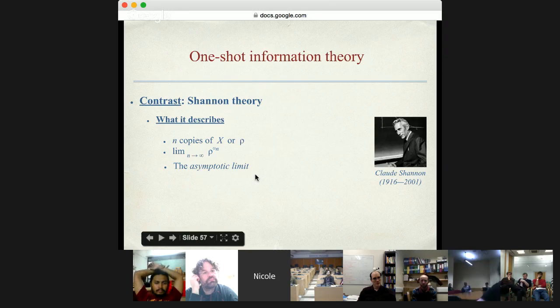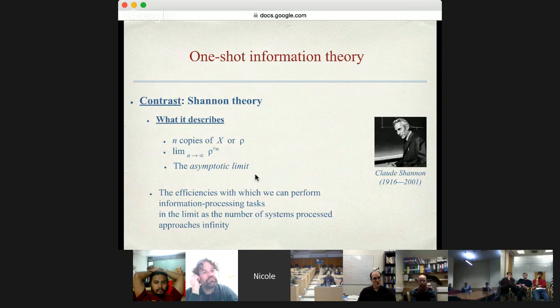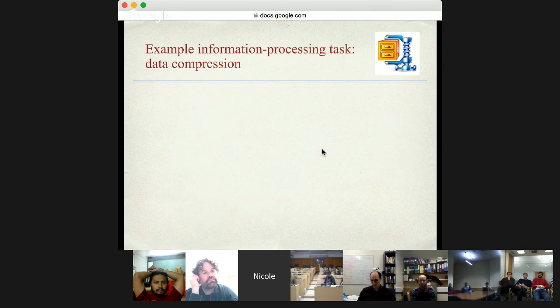Suppose that you have all these copies, and you perform some joint transformation on them to perform some information processing task like compressing data. What is the maximal efficiency with which you can perform that task in this asymptotic limit? That is given by Shannon theory, and it tends to be a function of entropy. Here's an example that some of you might be familiar with of an information processing task whose efficiency is quantified by an entropy and which we will generalize.